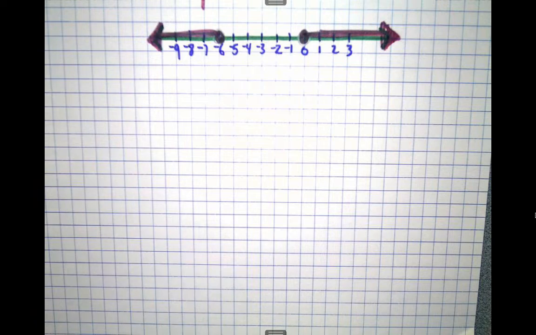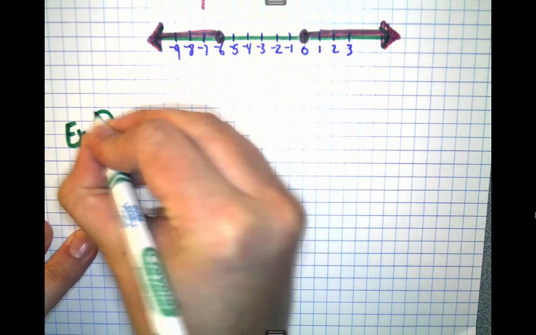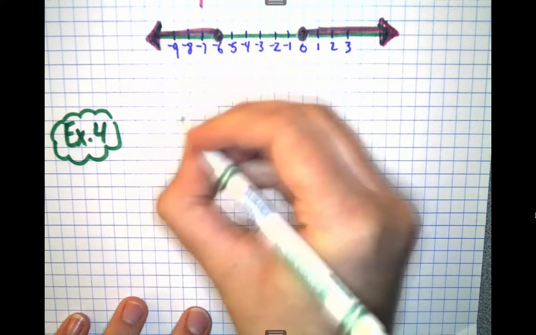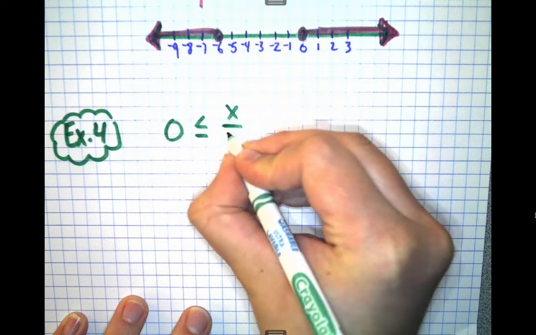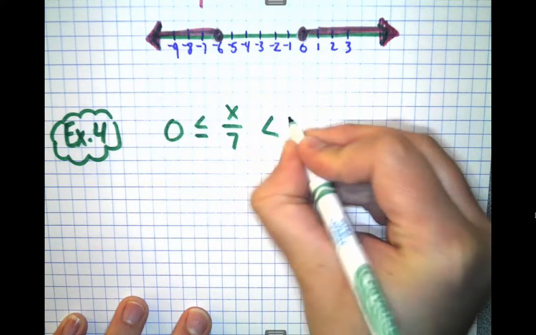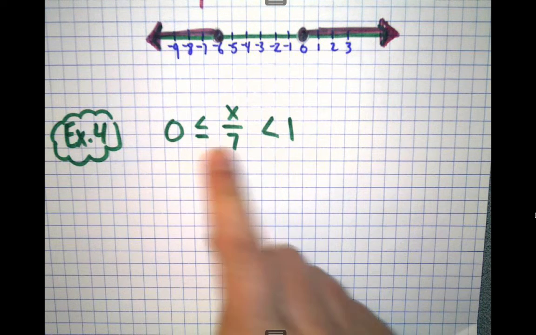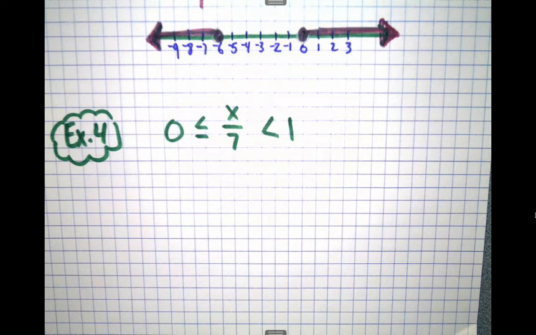Let's look at another compound problem. Let's look at an AND problem. So I'm going to do example 4 down below here. This time, let's solve 0 is less than or equal to x over 7, which is less than 1. This is compound. It's got two symbols. It's got the less than or equal to, and it's got the less than. And we're going to solve this by splitting it basically into two problems here.